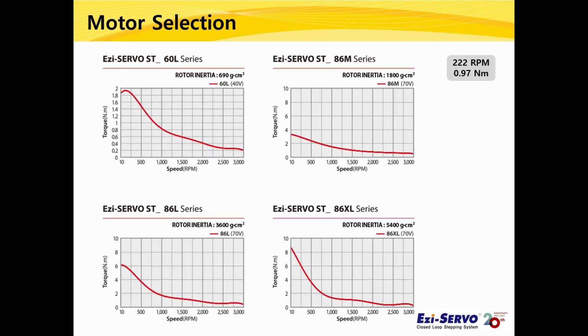Torque graphs from 20 to 86 mm size motors will be shown. Only 60L and larger sized motors can produce torque larger than 0.97 Nm at 222 RPM. In this case, we will choose the 60L sized motor, which has the smallest size among the motors which meet the condition. Please remember that the moment of inertia value at this time is 690 g/cm² and the torque value is about 1.9 Nm at 222 RPM.